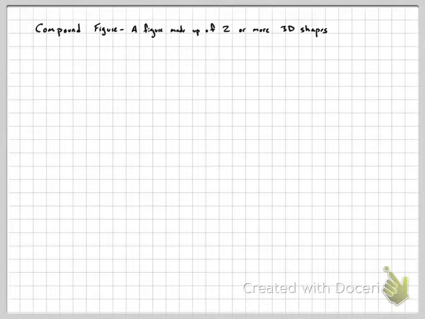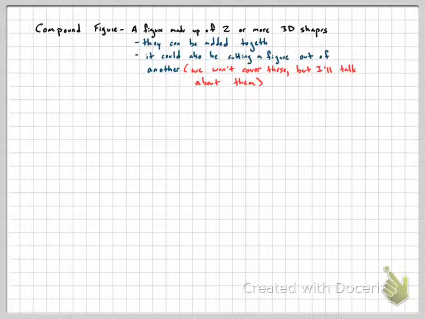Alright, so a compound figure is a figure made up of two or more 3D shapes. Now, the shapes can be added together, kind of like stacking, right? Or it could be the cutting of a figure out of something that's already existing, right? Now, we're not going to do this. I'm not going to probably put this on any of the homework or on any of the quizzes, but I'm just going to talk about it just so you see what it looks like, and it's actually not that difficult.